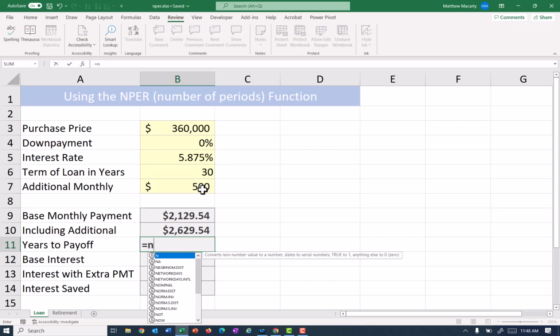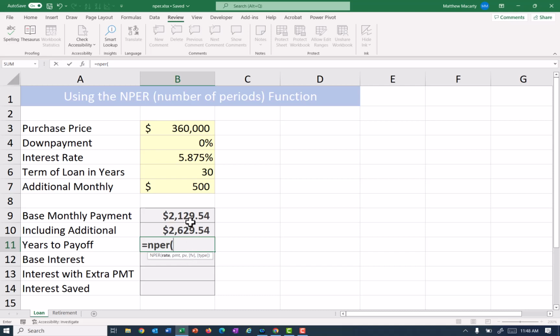So I'm going to use the NPER function, and it looks pretty similar to the PMT function, except instead of solving for PMT, we're going to solve for the number of periods. So I'm going to take the interest rate, and I'm going to divide that by 12 since we pay monthly. I'm going to take the payment, that is the base payment plus the additional, and then I'm going to take the present value. And with all these financial functions, generally you're going to make the present value negative so that the result comes out as a positive number.